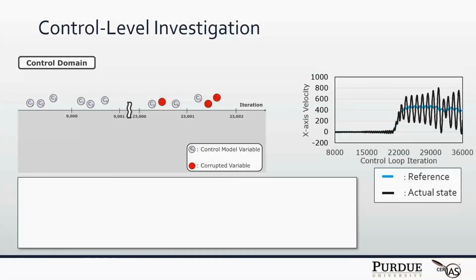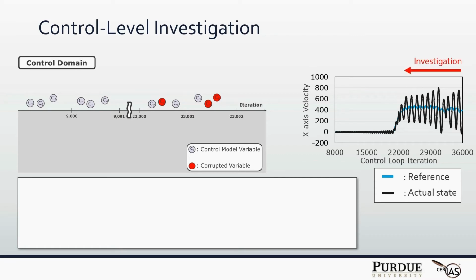Now, let me explain the investigation starting from the control level investigation. Control level investigation is based on the control level logs, especially the values of control state, reference, and parameter variables over time. For example, the figure on the right side shows the values of a drone's velocity state and reference. You can see this is bad because the state can no longer track the reference.